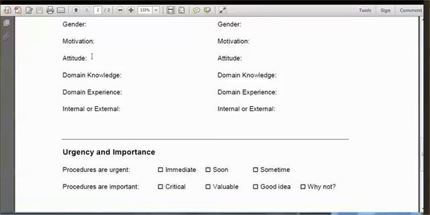Urgency and importance. So are procedures urgent? That means that they're going to be immediately implemented. They might be soon, within a certain time frame, or sometime in the near future. And what is their importance based on that urgency? They're critical to the organization and success, so there might be a high safety issue. Or they're valuable and they're going to provide some great value back to the organization. Or whether they're a good idea or not, and if not, why not?